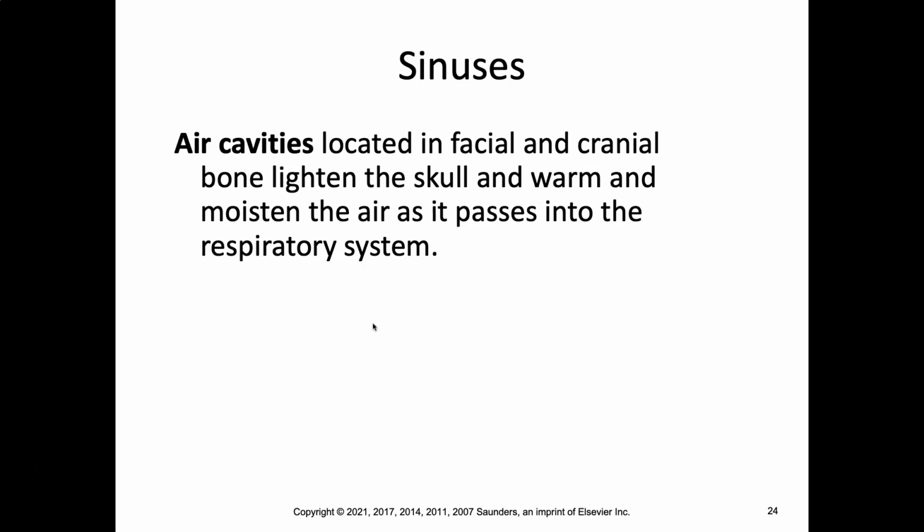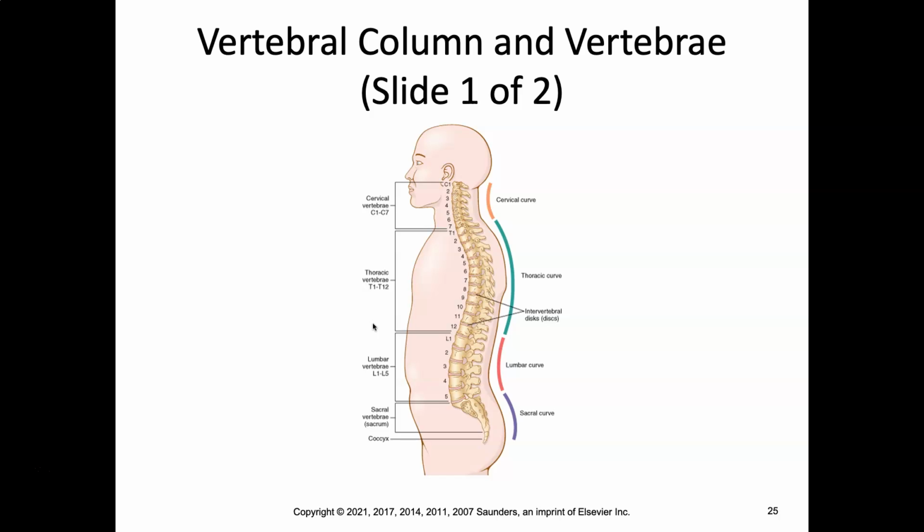So let's talk about sinuses. You have air cavities located in facial and cranial bone that lighten the skull, make it so it's not so heavy because there's a lot of bone in your skull. And then they warm and moisten the air as it passes into the respiratory system. So you can see how, if they're warming and moistening the air for the respiratory system, sometimes your sinuses can get infected when they pull in the air.